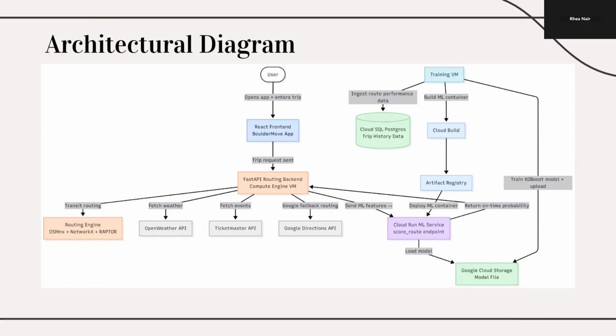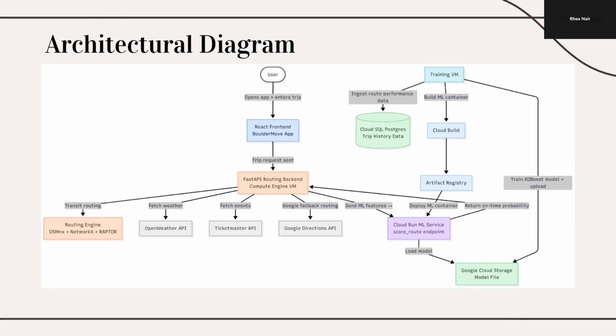They open the Boulder Move web app in their browser and enter an origin, destination, and time for their trip. The request first hits the React front end, the Boulder Move app. The front end handles the map UI, search boxes, and route cards, validating the inputs, which are the origin and destination, and packaging everything into a clean JSON request.